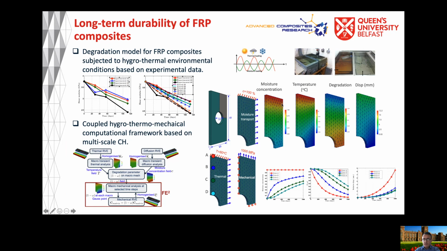So this figure shows that the moisture concentration is changing inside the material. And again, the temperature is changing inside the material. And then based on the moisture concentration and temperature, we can calculate the degradation in the material. And if the structure is degrading, obviously for a constant load, we will observe some sort of displacement because the stiffness of the structure is degrading over time.